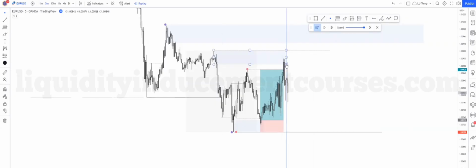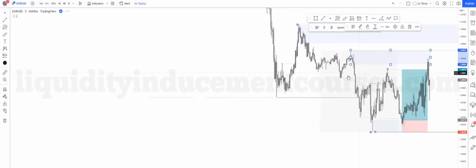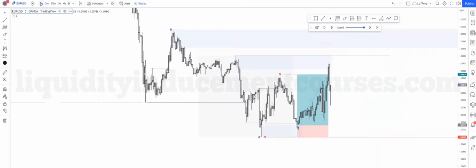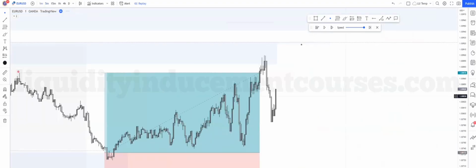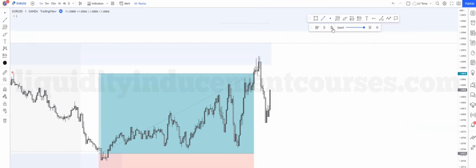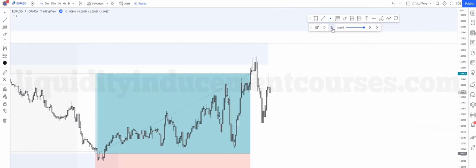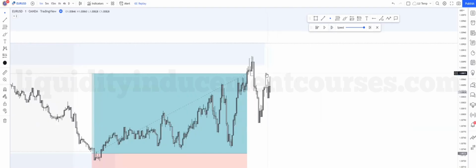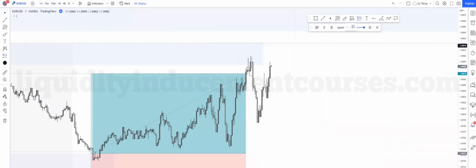So let me put this back because I don't want it to show. Go to the 1 minute. We got a break of structure. So QM formation, BOS. QM formed right here. All right. Want that high to get taken out to go short. There we go. Perfect.